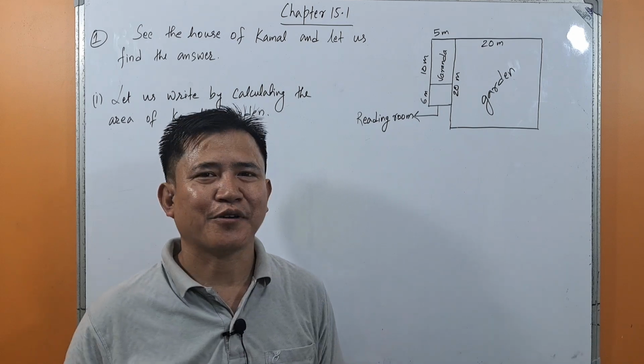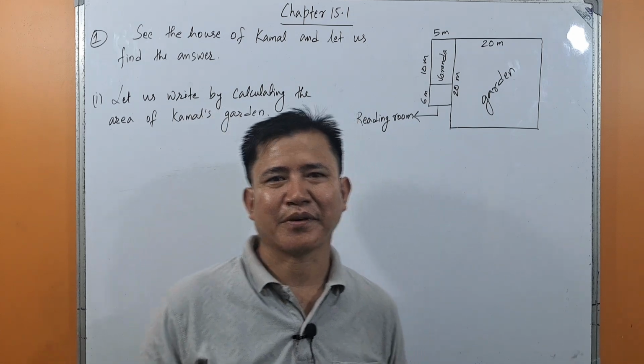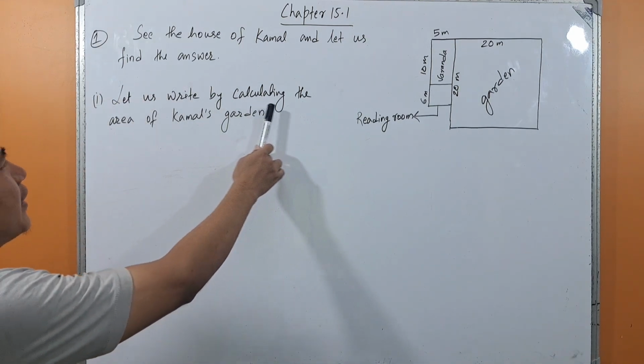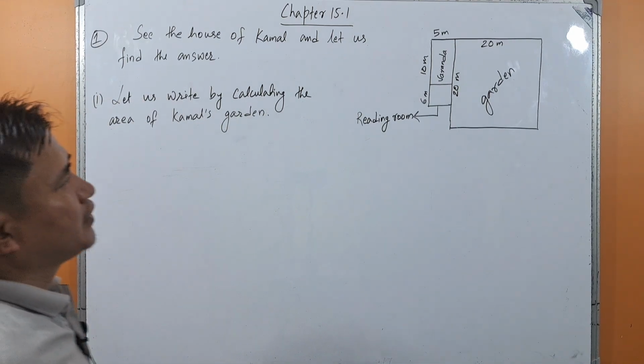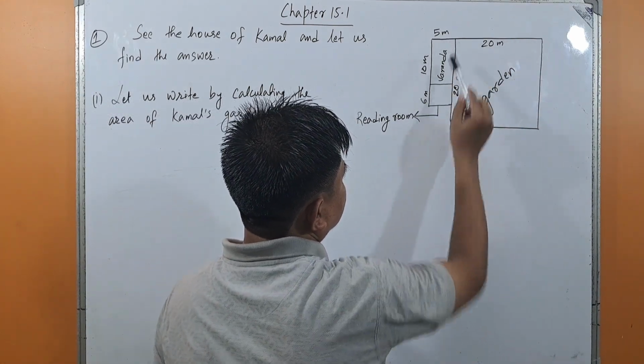This is the diagram of Kamal's house and we are asked to calculate the answers as per the instructions given by questions. Okay, so let us start with question number 1 of 1. Let us write by calculating the area of Kamal's garden. We are asked to find the area of Kamal's garden. Okay, this is Kamal's garden.